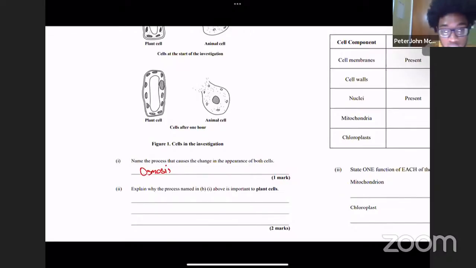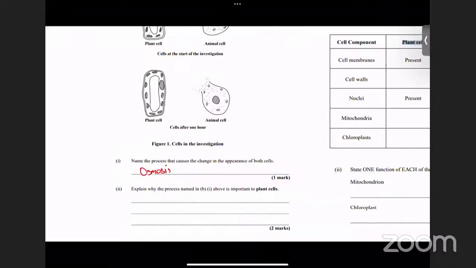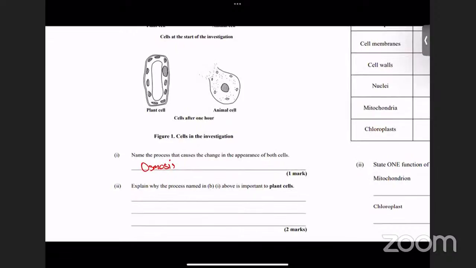For number 2, can somebody give me a reason for that? Give me 1 second, guys. You guys can still hear me, right? Yes, sir. Cool. Osmosis is important because the plants need water in photosynthesis. Sure. Yeah, of course. All right, put that in better words for me, please.